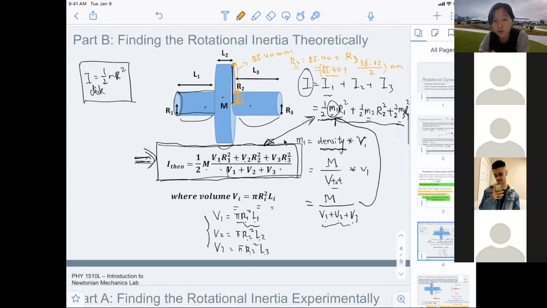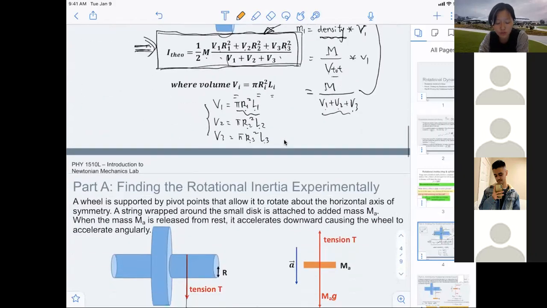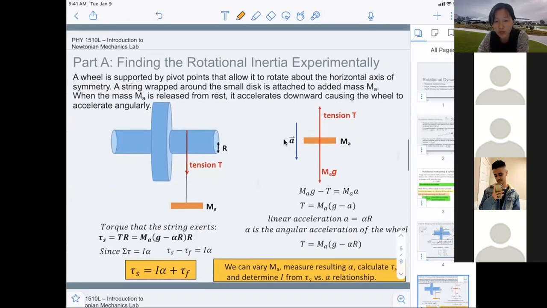Now we know how to do the rotational inertia theoretically. We also need to find it experimentally. So this is the one last slide where we have a lot of information, but we will do it slowly.